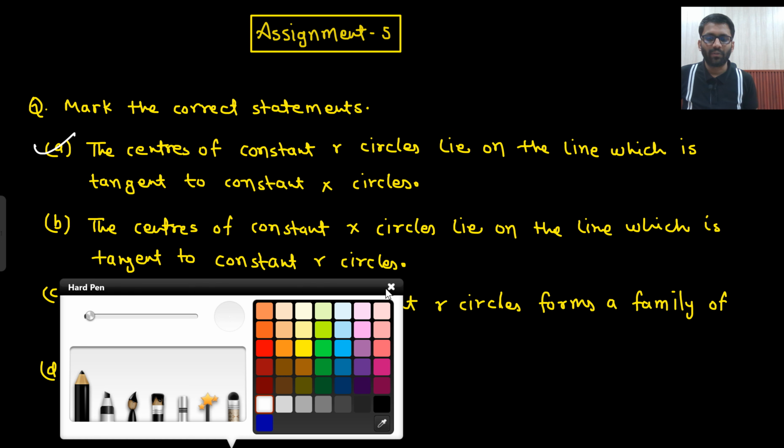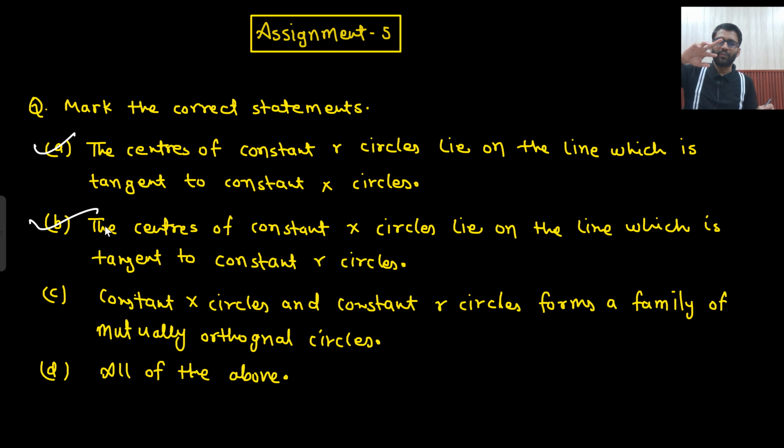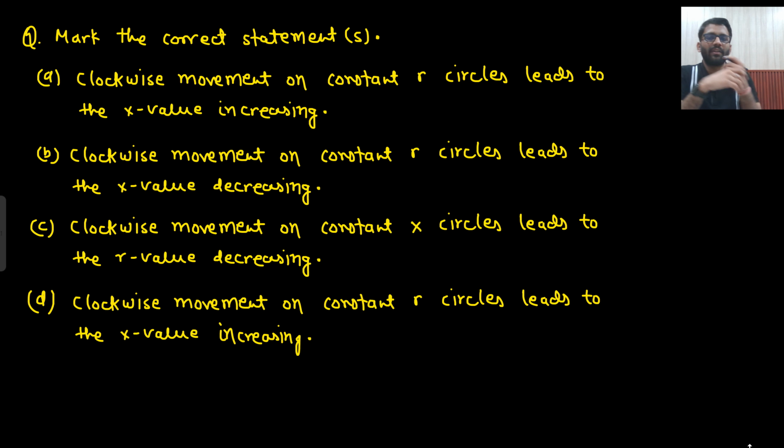And in the last video only I told you that both of them are a family of orthogonal circles, that constant X circles and constant R circles form a family of mutually orthogonal circles. Or you can say all of these four statements are true. So these kinds of questions can be asked, where they will write the statement and ask whether it is true or not. Let's see the second one.